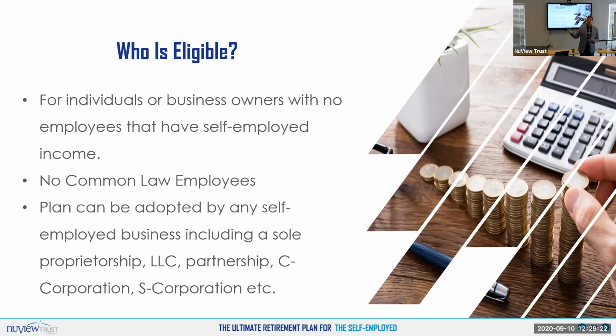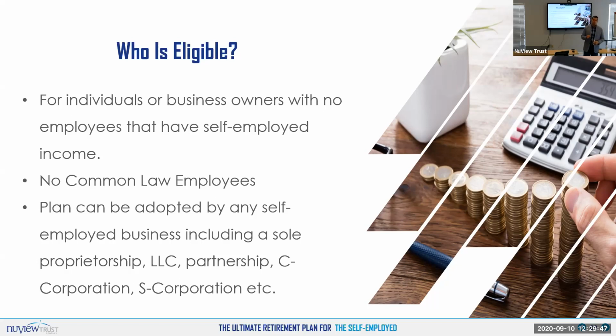If I employ my wife under that business, she is not a common law employee. I still qualify for this plan, even though I technically have an employee, because she's not a common law employee. And again, she's my spouse. The IRS says chances are he's going to treat his spouse the same way he would treat himself, so we don't have to babysit the plan.